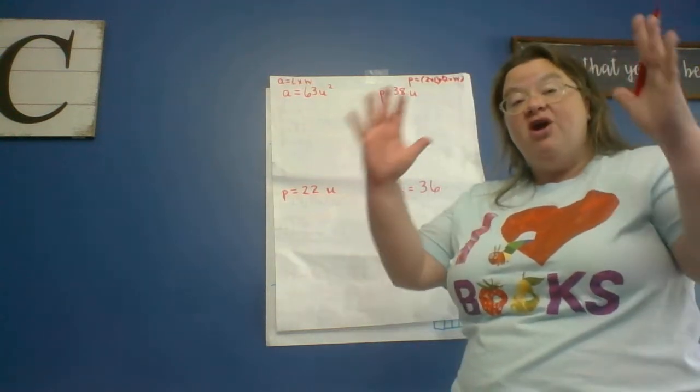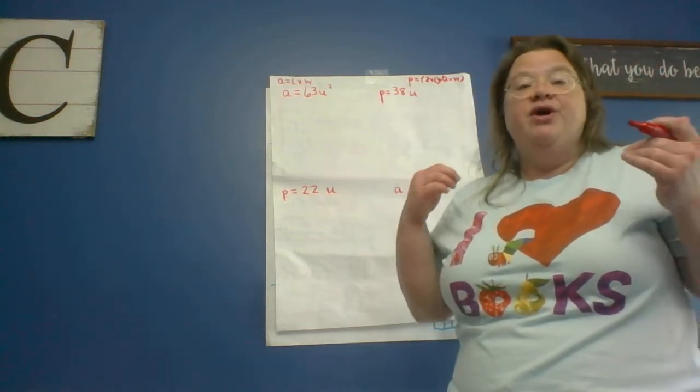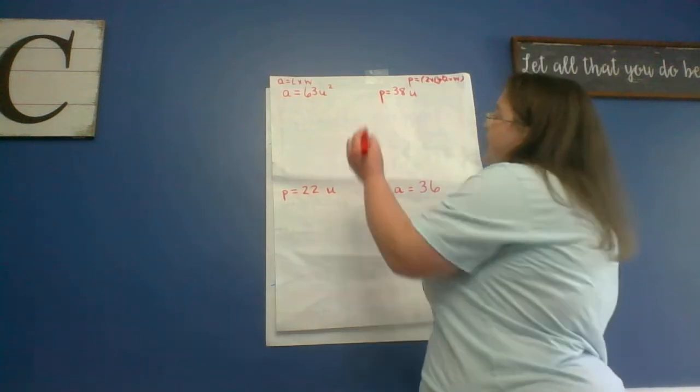So that means the area inside of our rectangle is 63 square units. So I'm going to go ahead and draw a rectangle.